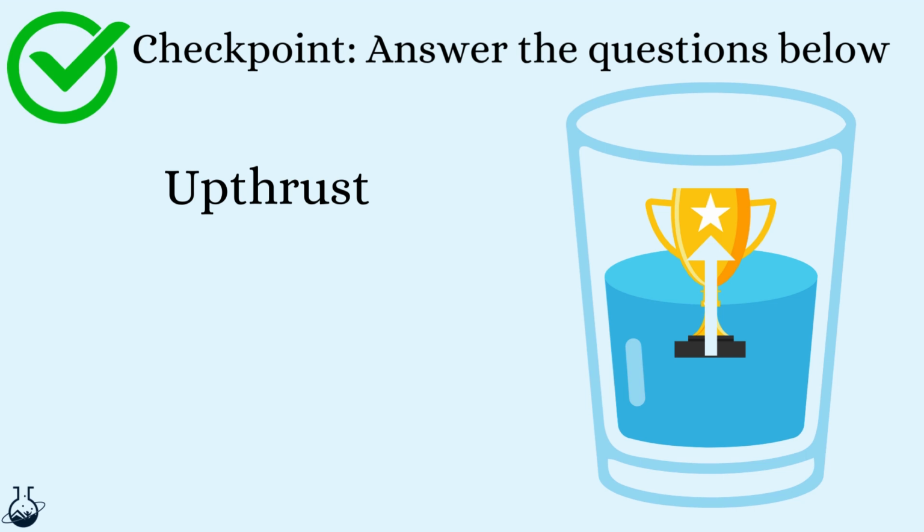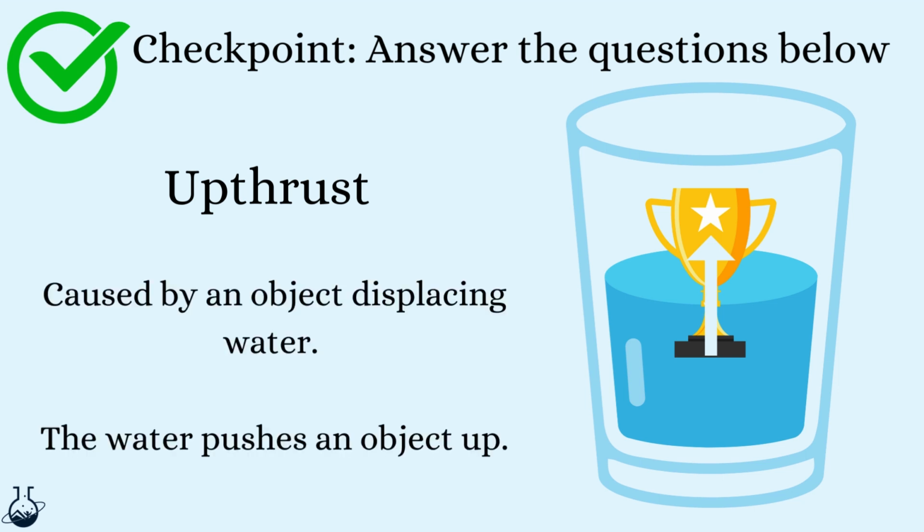Upthrust is a force that occurs in water and is caused when an object displaces water. In other words, pushes the water out of the way to take its place. As indicated in its name, it acts up on the object.